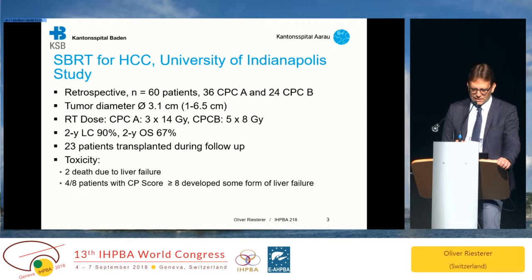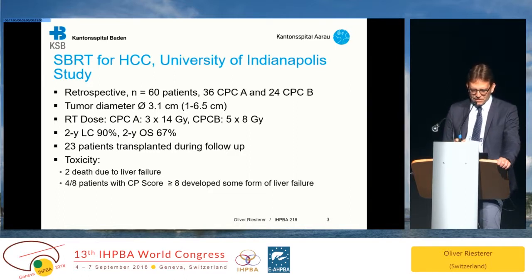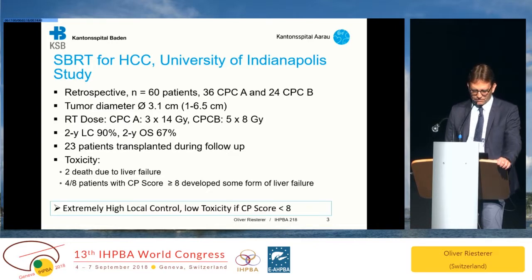23 patients were then transplanted during follow-up. And with regard to toxicity, there was some severe toxicity: 2 deaths due to liver failure, and 8 patients with a CP score above 8. Half of these 8 patients developed some form of liver failure. So when we apply SBRT, we have to be careful about the CP score.